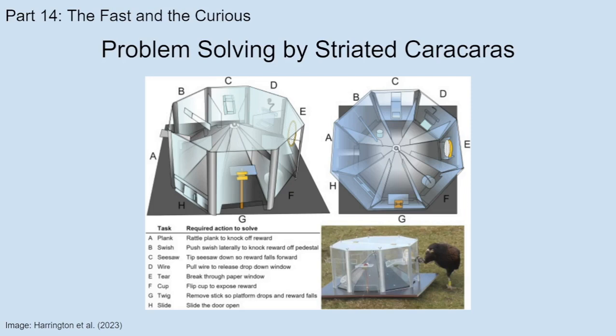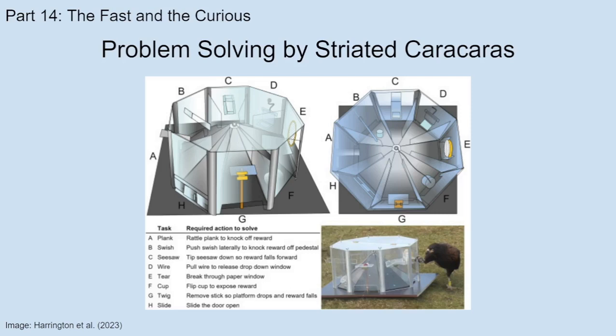And well, the caracaras performed with flying colors, basically. Pretty much all the caracaras that they observed interacting with the puzzle box figured out how to solve all the puzzles in this box, at a comparable speed to what Carrion Crows have been observed doing. And we just talked about how smart Carrion Crows are. What's more is that in some of the more difficult puzzles in this box, less than 50% of Carrion Crows in previous studies were able to figure them out, at least within the amount of time that they were given. But again, almost all striated caracaras that interacted with this box figured out almost all the puzzles.